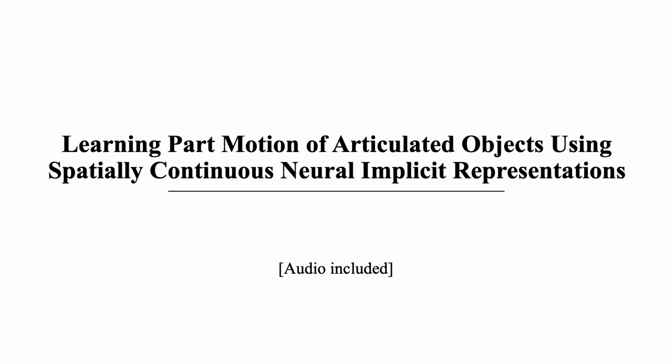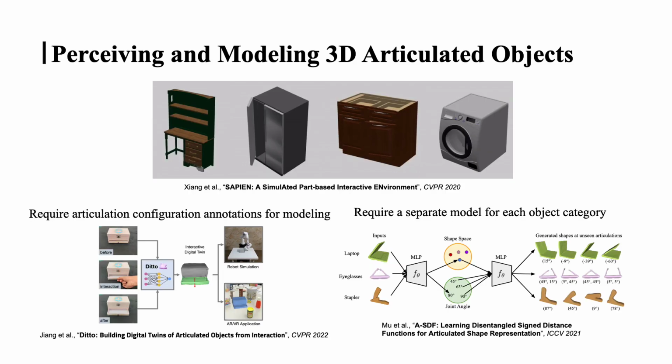This is the video for our paper, Learning Part Motion of Articulated Objects Using Spatially Continuous Neural Implicit Representations. Articulated objects exist everywhere in our daily life.